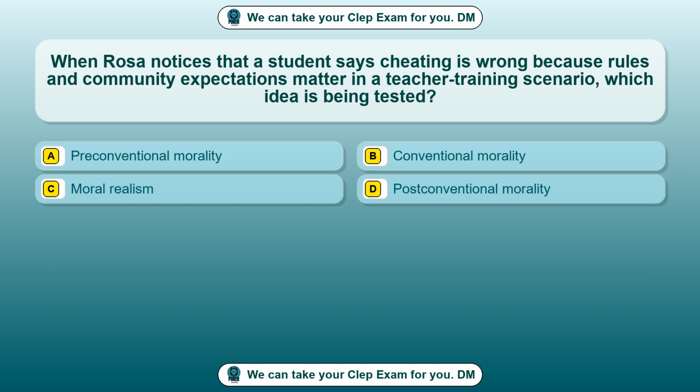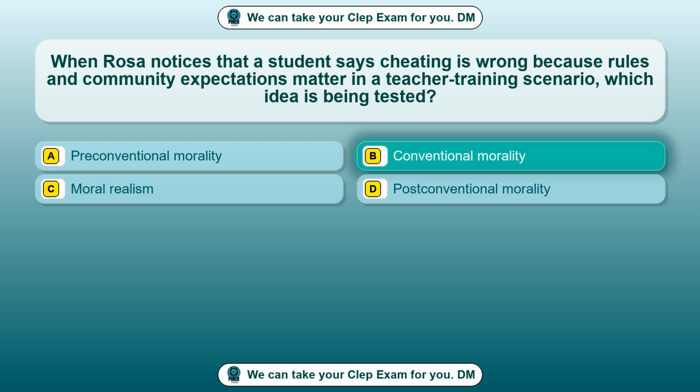Question 21. When Rosa notices that a student says cheating is wrong because rules and community expectations matter in a teacher training scenario, which idea is being tested? Option A, pre-conventional morality. Option B, conventional morality. Option C, moral realism. Option D, post-conventional morality.